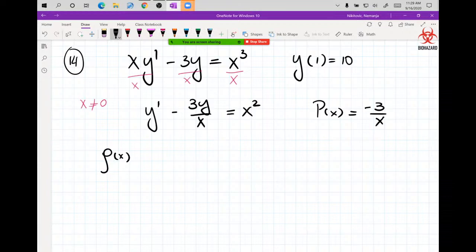Now, rho of x is e to the integral of negative 3 over x dx. And this is great. I love when I get this rational function in there because it gives me ln. That ln will cancel with e and we'll have a little bit easier time, maybe. I don't know. Let's check what we have. So this is going to be e to the negative 3 ln of absolute x.